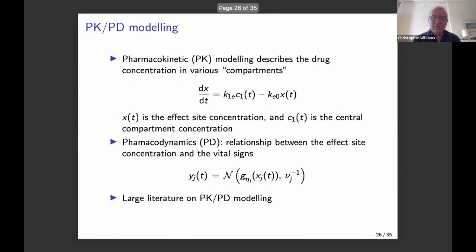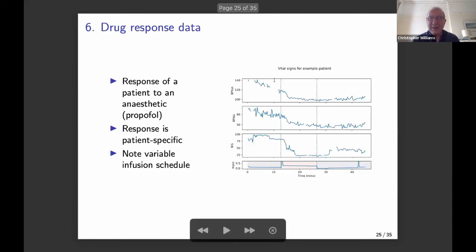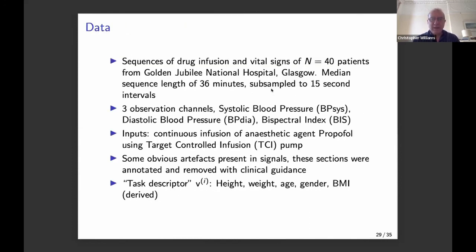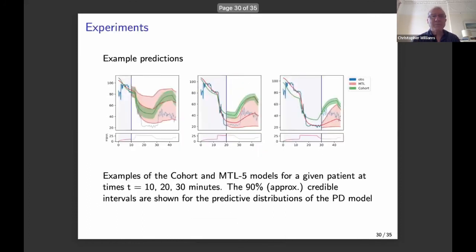If I skip back to these plots, you'll see that, for example, there are some gaps in the sequences, and there are also some outlying observations as well. One other thing I mentioned is that when we're doing multitask learning, we can have something like a task descriptor. In this case, it would be the height, the weight, the age, and the gender of the patient, and we can also derive the BMI from these.